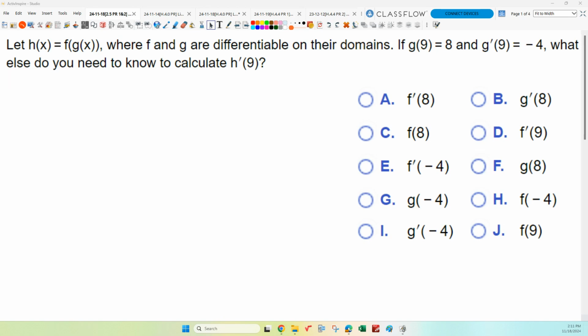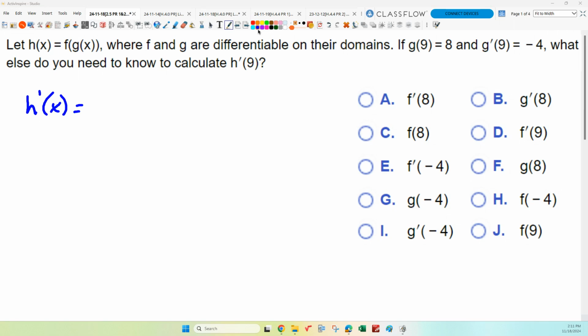So let h be the composition of f and g. So h of x equals f of g of x, where f and g are differentiable on their domains. If g of 9 equals 8 and g prime of 9 equals negative 4, what else do you need to know to calculate h prime of 9? Well, let's just look at the chain rule here. If this is h of x, what's h prime of x equal to?